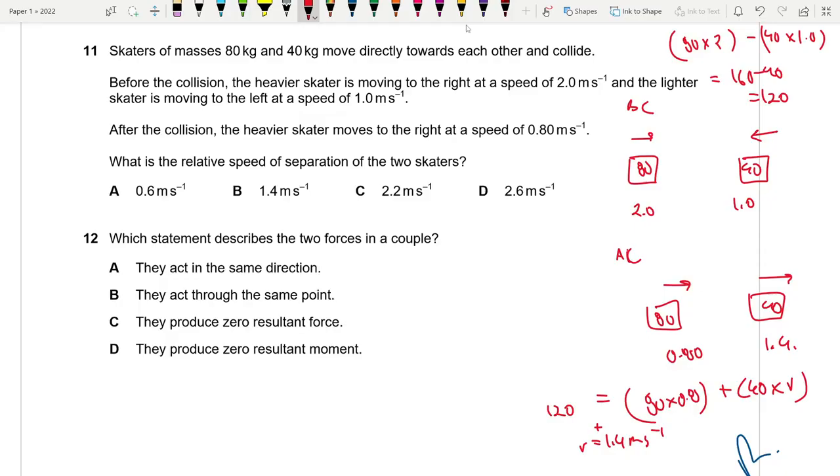Now, if we want to find out the relative speed of separation, if you are moving in the same direction, you need to subtract. So it's going to be 1.4 minus 0.8, which is 0.6. 11 should be A. Okay, remember that.